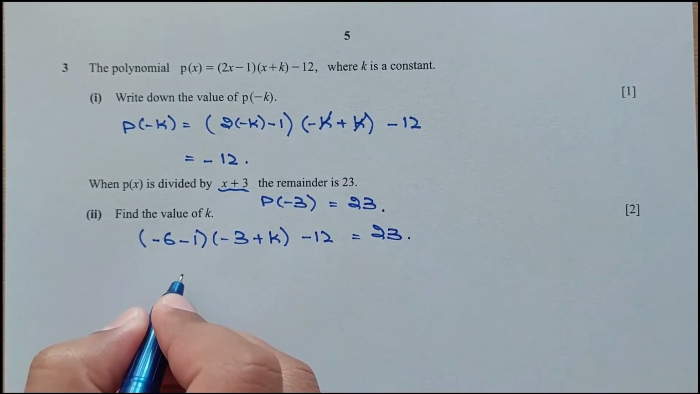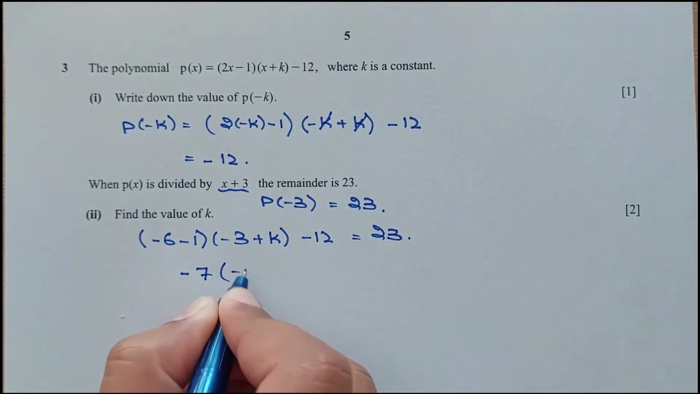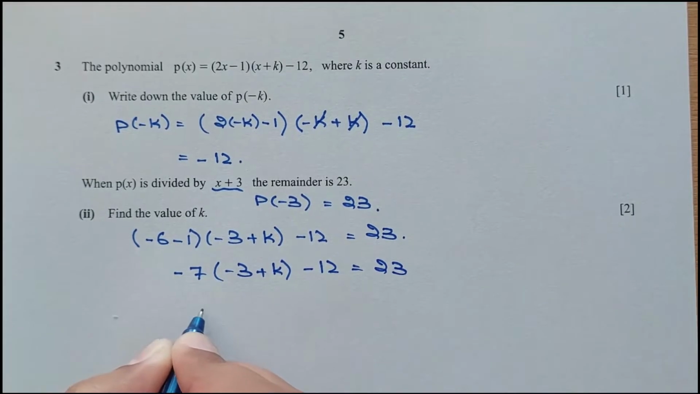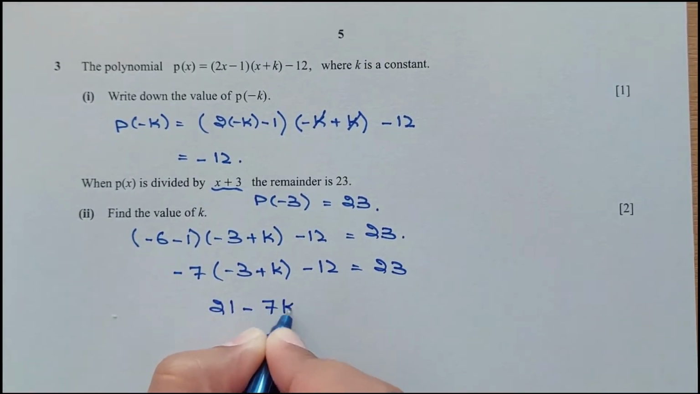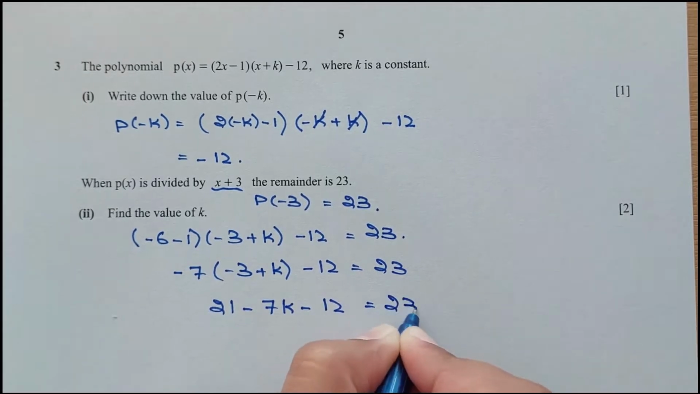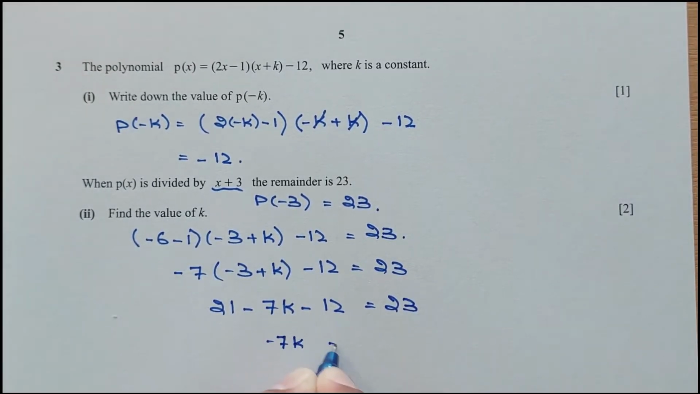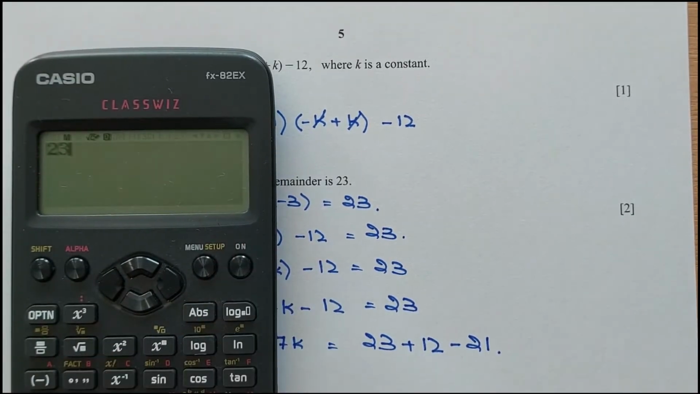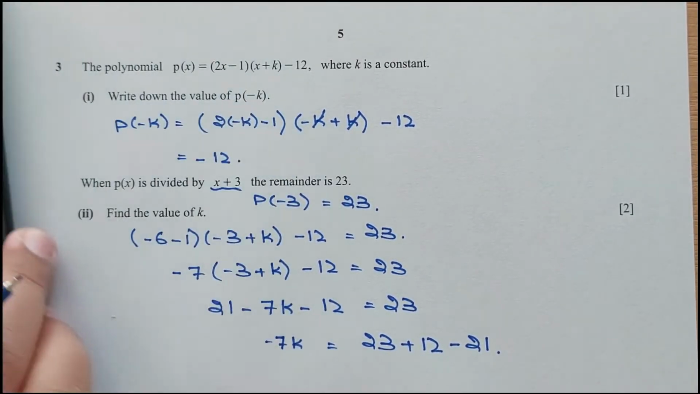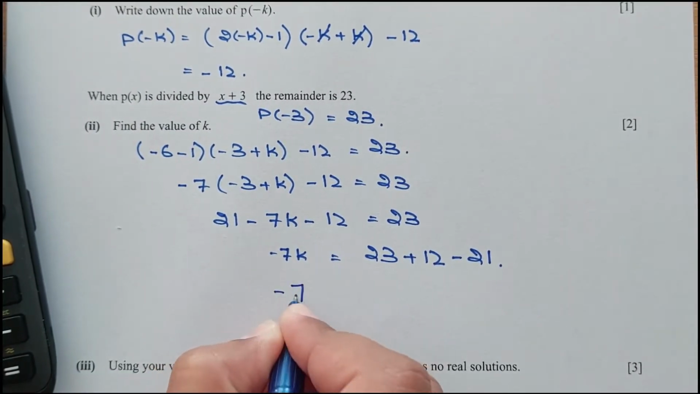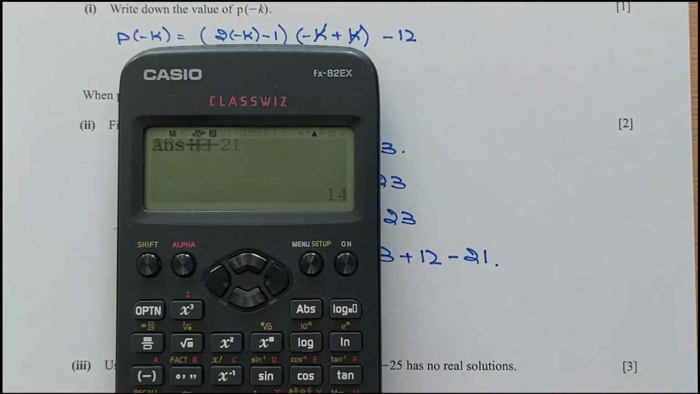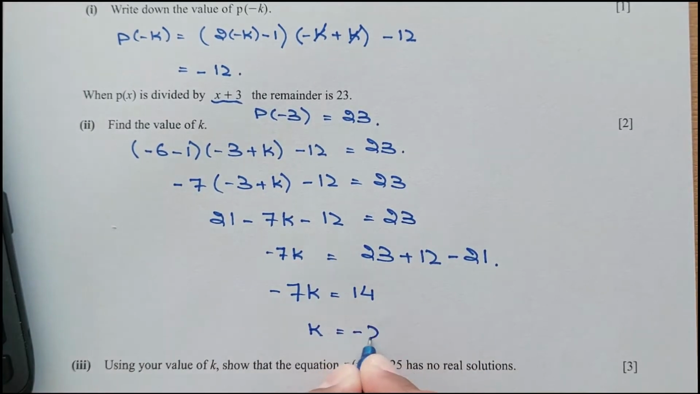Right, so here we have minus 7 times minus 3 plus k, minus 12 equals 23. This is 21 minus 7k minus 12 equals 23. And minus 7k equals 23 plus 12 minus 21. Let me simplify this. What is 23 plus 12 minus 21? That equals 14. So minus 7k equals 14, and the k value is 14 divided by negative 7, which is minus 2. So k is minus 2.